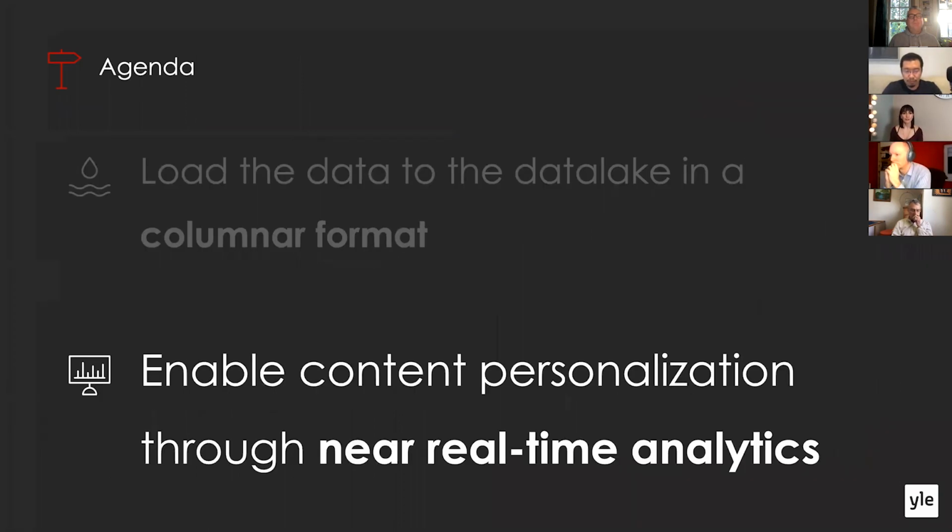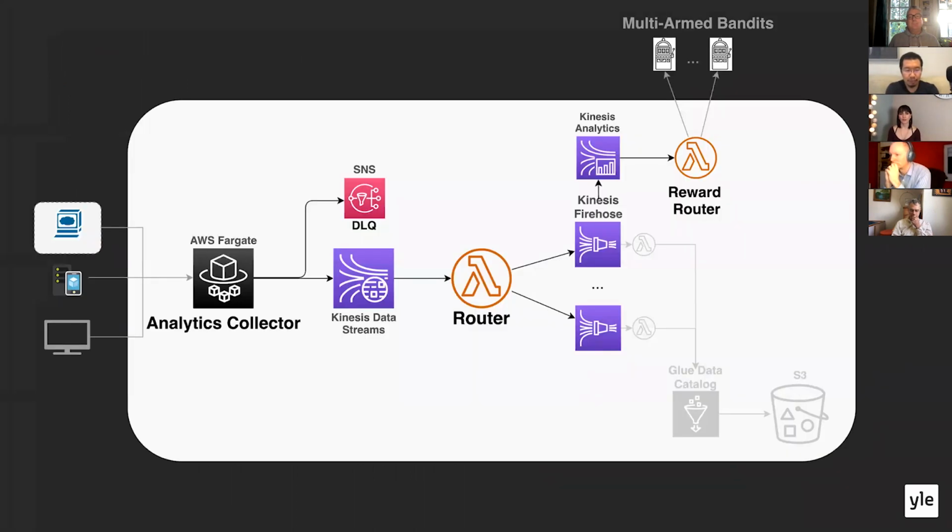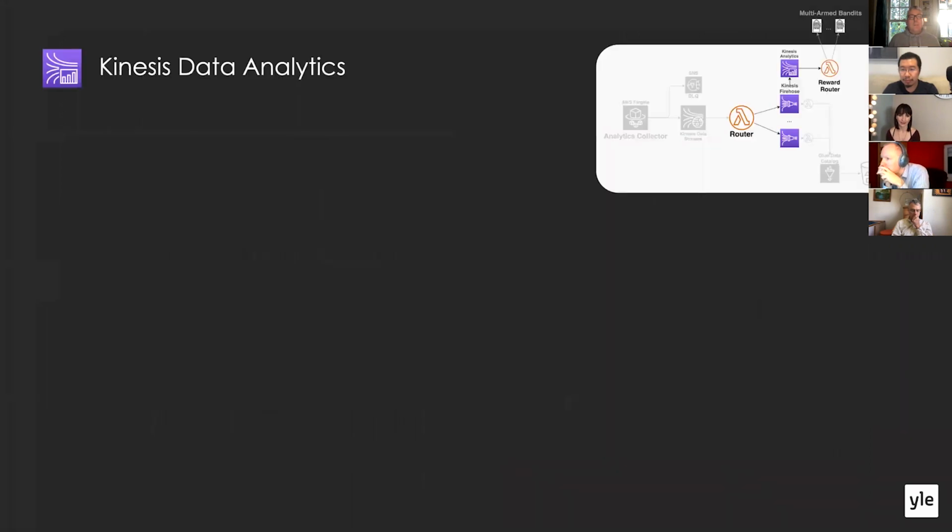So let's get back to our agenda now. So we got the first point. The second point was enabling content personalization through near real-time analytics. Let's look at our architecture now. So that's the second branch of it. And here we can see one more service from the Kinesis family, and it's called Kinesis Data Analytics.